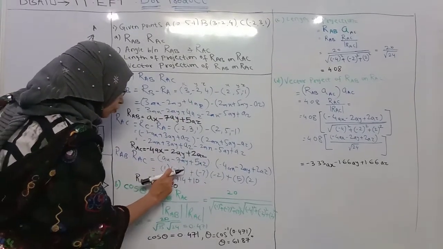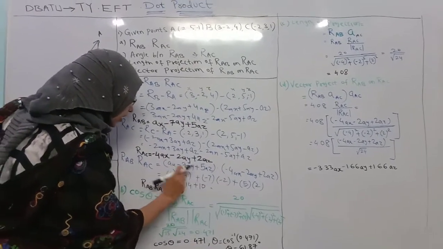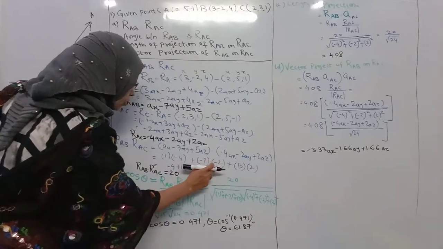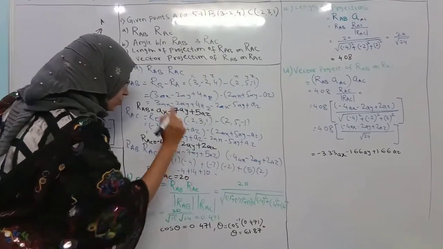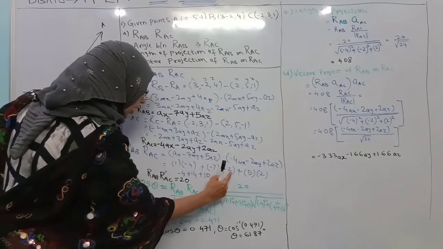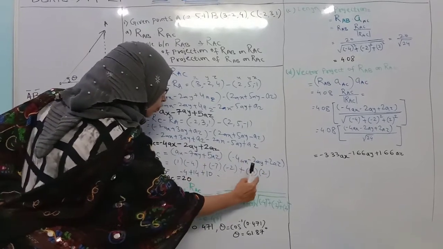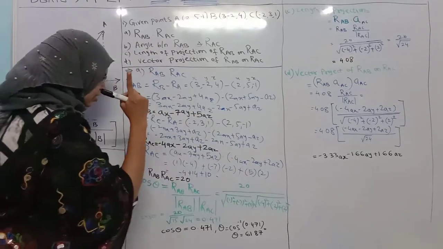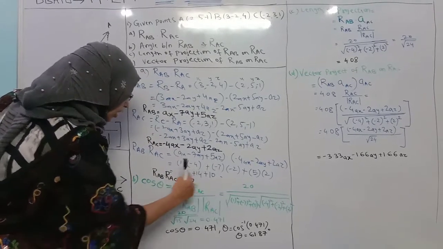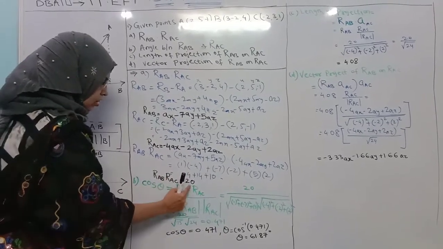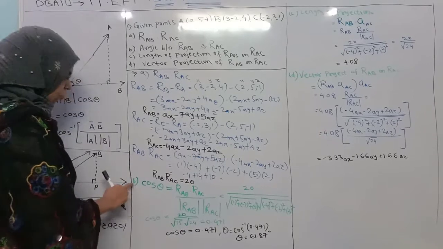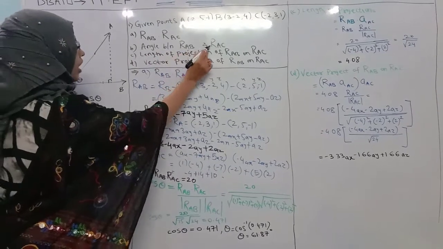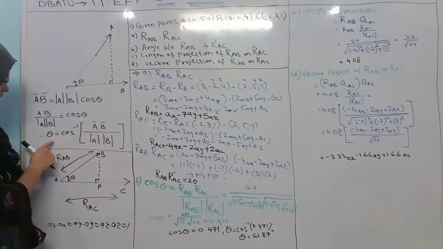So 1 into minus 4 will be as it is. Now second, minus 7 and minus 2, because ay will become 1. Again the plus sign will be there, so 5 and 2, az will become 1. So what will be the case? After simplifying RAB dot RAC, you will get the answer 20. Now come to the angle between RAB and RAC. Already we have done the formula.